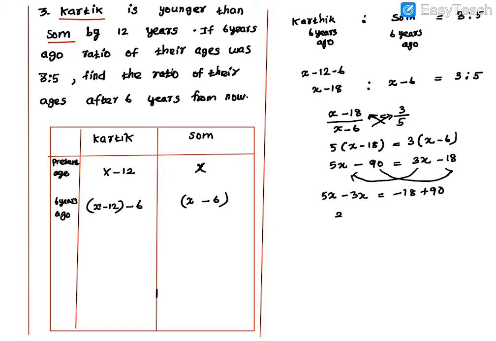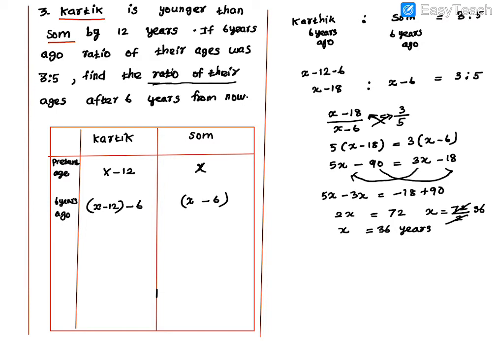So 5x minus 3x, 2x equals 90 minus 18, you have to subtract. What will be that value? 72. So x will be 72 divided by 2, that means 36. So x equals 36 years. Now that x equals 36 years, find the ratio of their ages after 6 years.